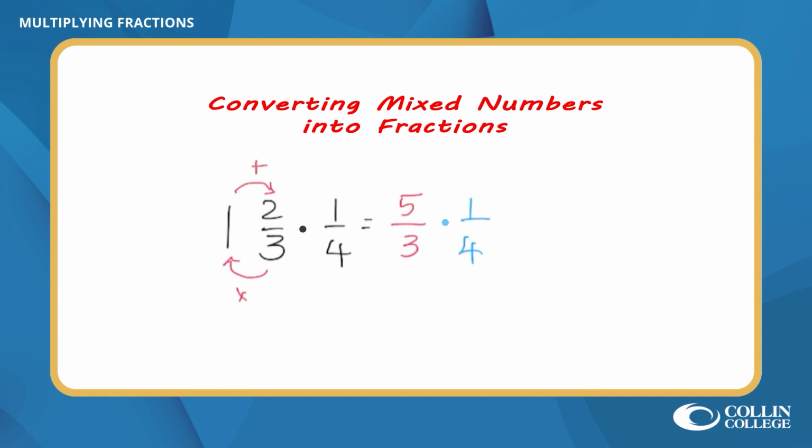Multiply the numerators. 5 times 1 is 5. 3 times 4 is 12. We then look at the fraction to see if it reduces, and since 5 and 12 share no common factors, this is our final answer.